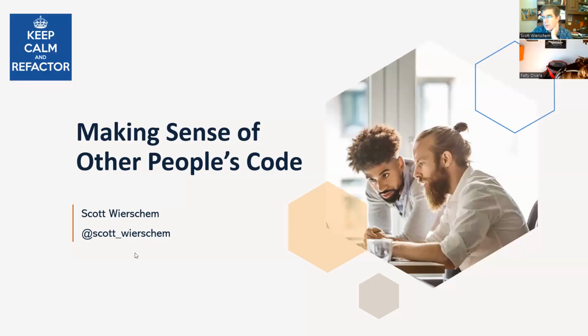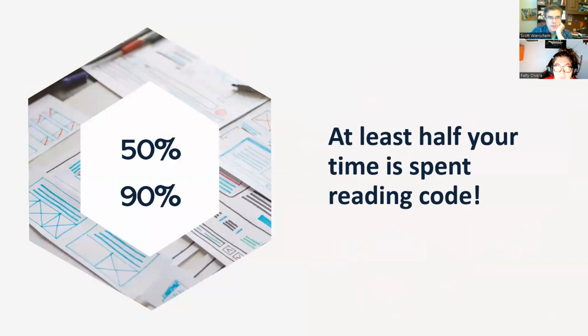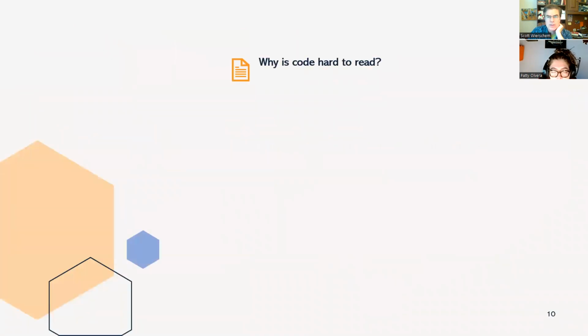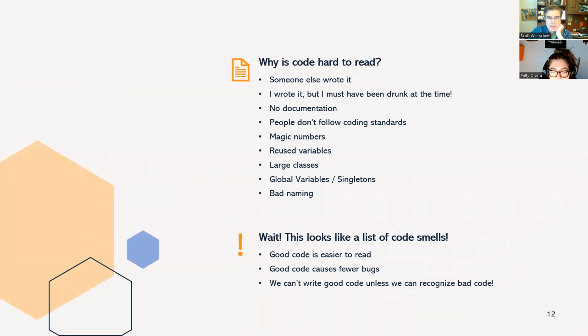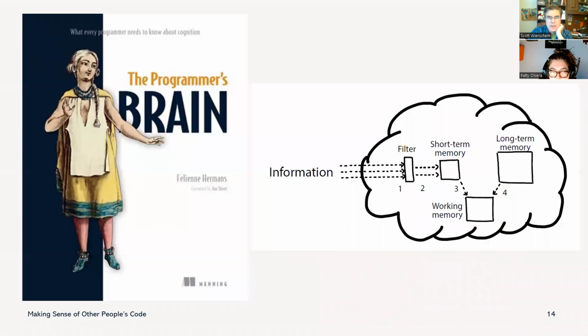All right, so we're talking about making sense of other people's code. I'm trying to remember where we were at. We talked about how you spend at least half your time reading code with the work that you do, and there are many reasons why code can be hard to read. And this is our reference book and our model of our brain.